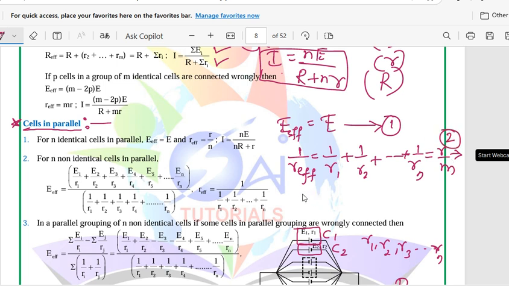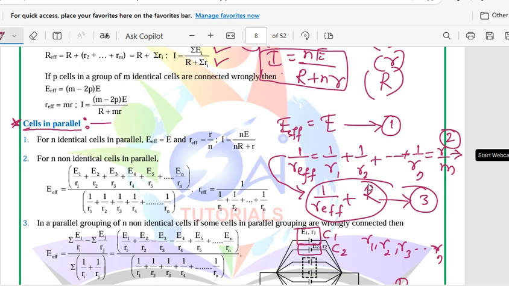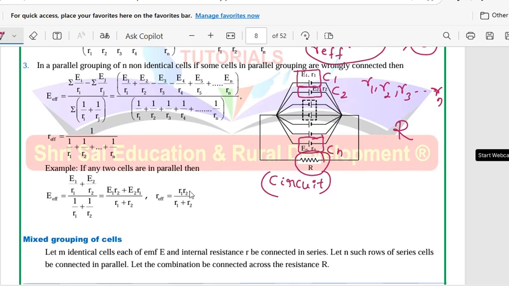Now the internal resistance is connected to the external resistance. We will write it as R effective plus capital R. This is equation number 3. So if you substitute these three equations in the current, that is I is equal to total EMF E divided by total resistance, the total resistance is equal to r by M plus capital R.